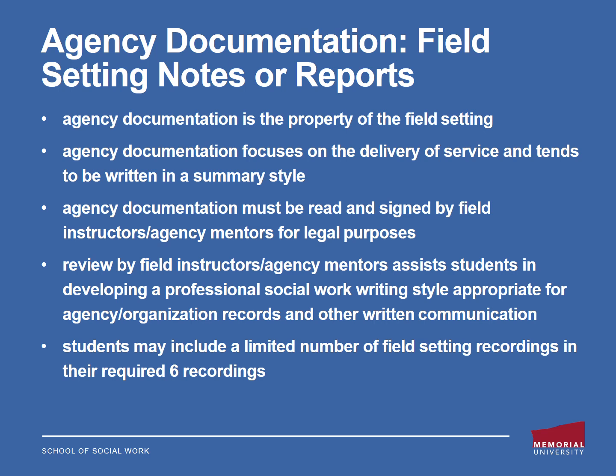Whether or not required by the field setting, students may include a limited number of field setting pieces of documentation in the required 6 examples of service recipient work. In other words, pieces of agency documentation can count as up to 4 of your 6 examples of service recipient work. If you use the agency documentation as one or more of your examples of service recipient work, it is still important to engage in critical reflection as part of that process, such as during field instruction with your field instructor.